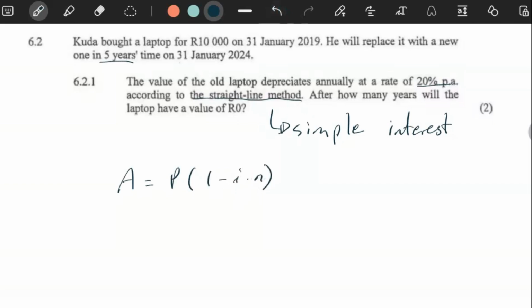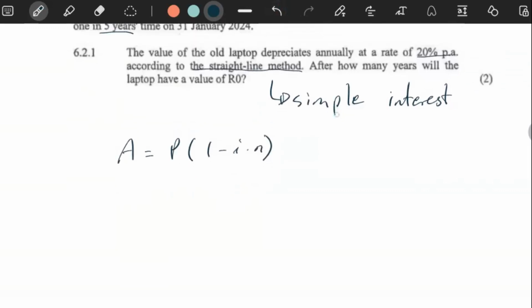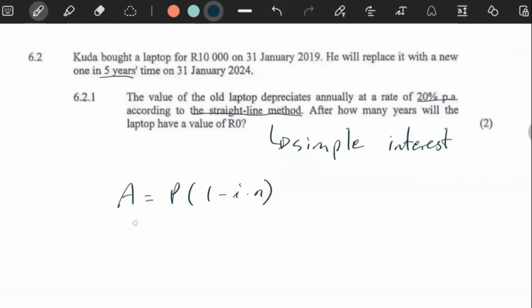1 minus i times n. What I always recommend is to write out the information for each of these variables before you throw stuff into your calculator, before you throw stuff into your formula. It helps minimize errors. If you think of it, your laptop is initially worth 10,000. Whatever your item is worth in the beginning, that's the value of P. Whether something is going to depreciate or gain value, where you are starting is always P. Then it says here, you will replace it in 5 years' time.